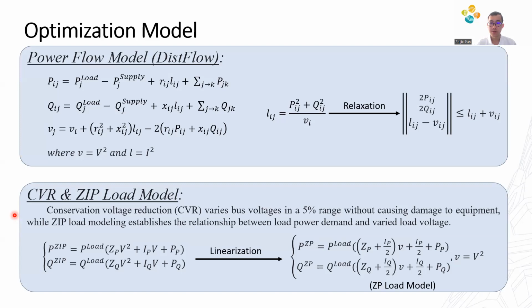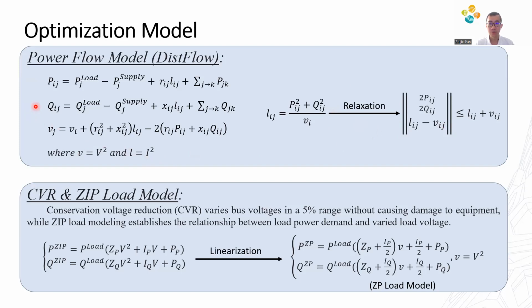The DistFlow model is a branch flow model used to calculate the power flow in the system. It is designed for radial networks, which is also a property of the distribution network. We have the active power and reactive power equations. We have nodal voltage balance, and also the apparent power calculation, of course, with the relaxation. The V squared and I squared in the model are substituted by v and l to make the equations linear and to simplify the optimization.